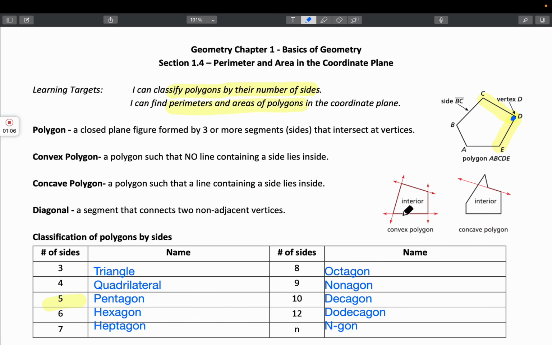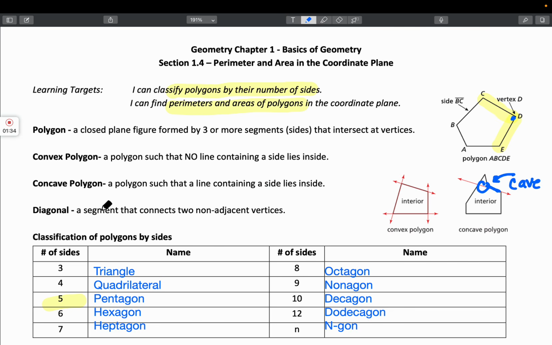When you contrast that with a concave polygon, this is a polygon that does have a line that contains a side falling on the inside of that polygon. So you'll notice that this line here passes through this side, it contains that side, and it falls inside that polygon, so it's concave. Another way to think about that, it's got this little dent here. Kind of looks like the opening to a cave, so it's concave.